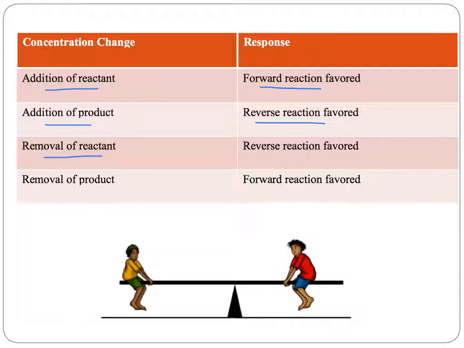If you remove the reactant, then the reverse reaction is favored because you are ending up with less reactant, just like the one right above it. And of course, if you remove the product, then the forward reaction is favored because you've taken away the product, the whole purpose of the reaction, so it wants to make more product to fill in that hole.